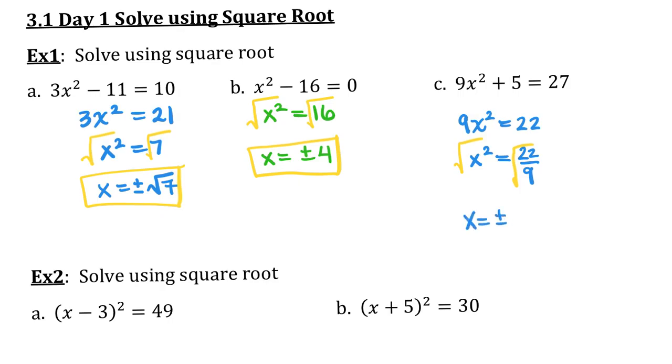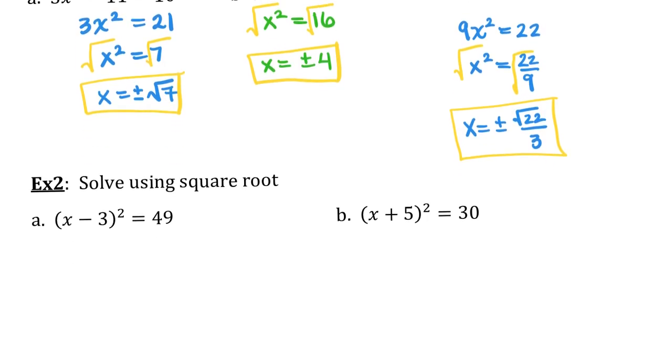The square root of 22 is irrational. Can I simplify it? 2 times 11? No, square root of 22 is fine. And the denominator, the square root of 9, is 3, so that is rational. Okay, so I have x equals plus or minus the square root of 22 over 3. There should be a square root on the top, but not on the bottom. So I simplify what I can. I leave the rest. If I had a square root at the bottom, I would have rationalized it.